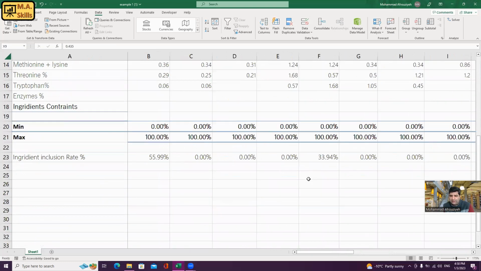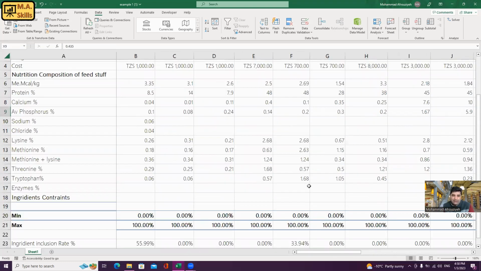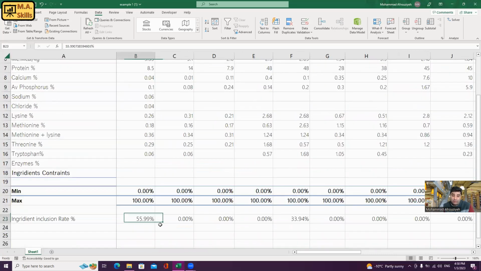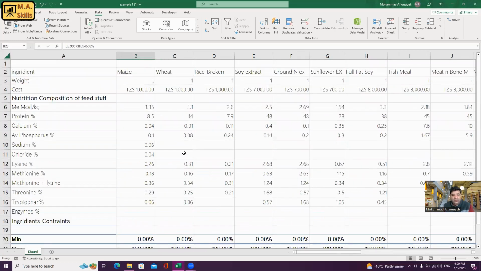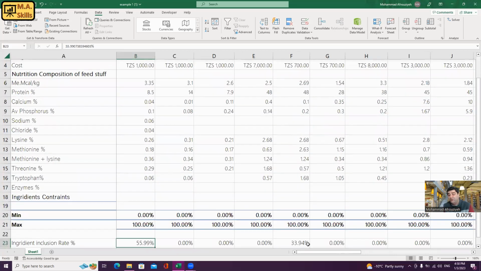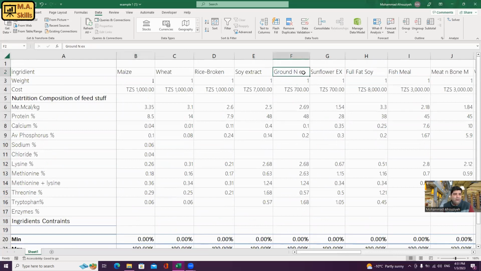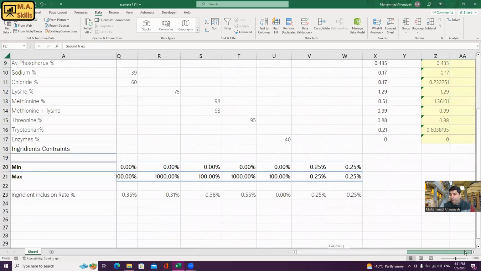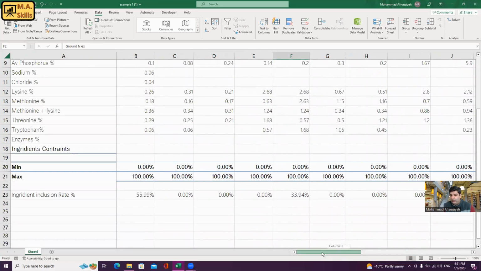So now, if you look at the formula, for example, maize, 55.99%, let's say 56%. The software didn't use any wheat or rice broken or soy extract, but it used 33.94% of ground N extract, which I'm not sure what it stands for. Maybe my subscriber can tell me what he meant by putting N extract. Anyways, this is the formula that we are getting for this spreadsheet.